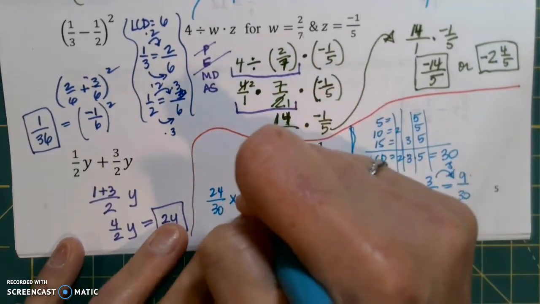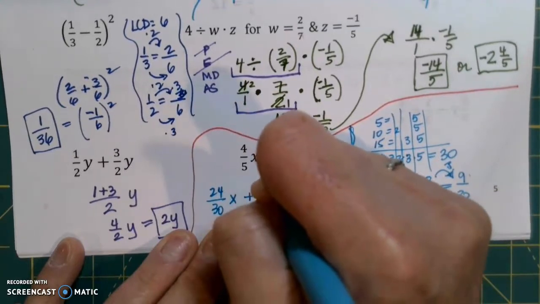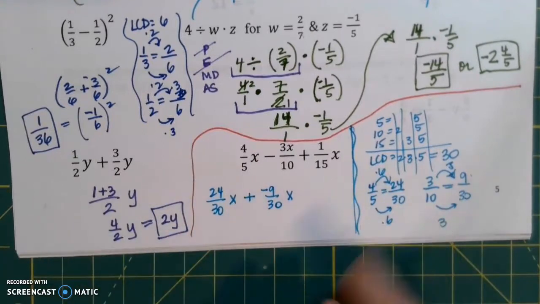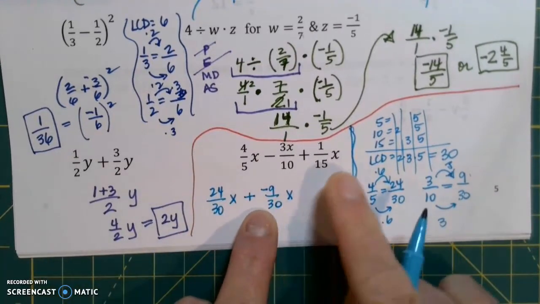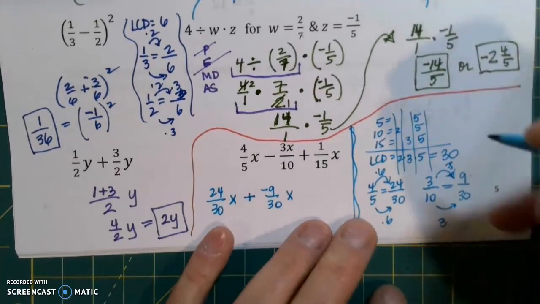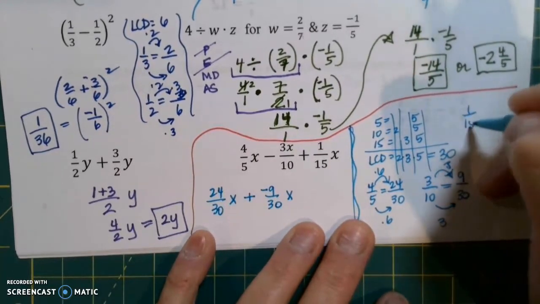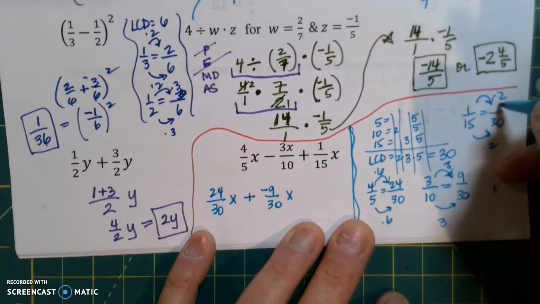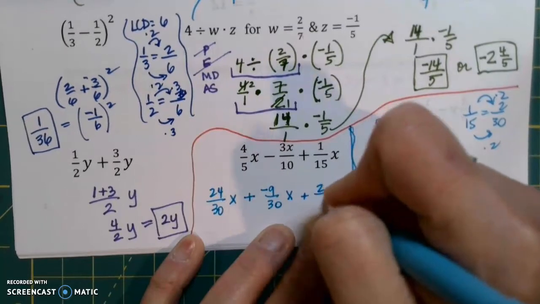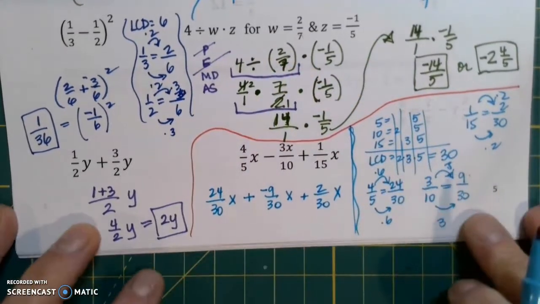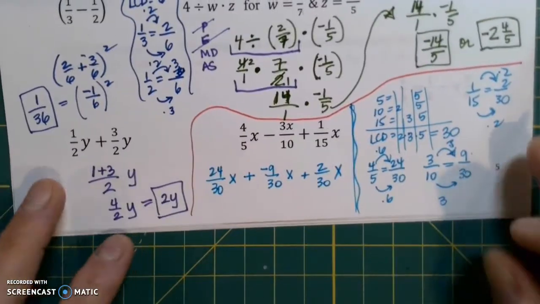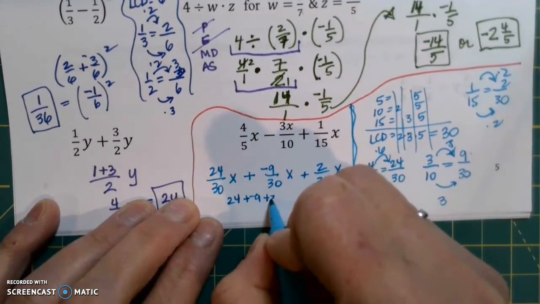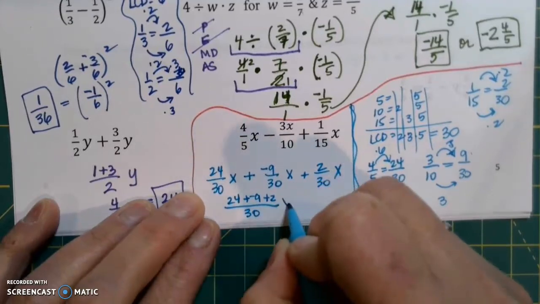So 9/30ths, so I'm going to change that to adding the opposite of 9/30ths. And just for continuity's sake, I am going to put that x off to the side, so all of those terms will look the same. And then the 1/15th, we have to multiply by 2 to get that. So this would be 2/30ths x. So now I can go ahead and add those together. So it'll be 24 plus -9 plus 2 all over 30 times x.